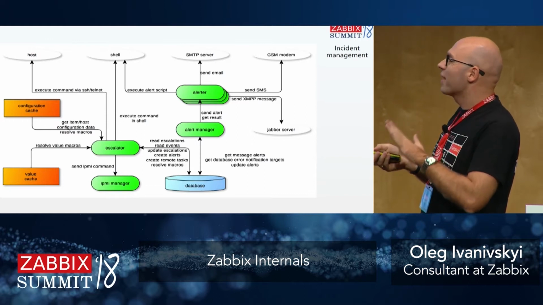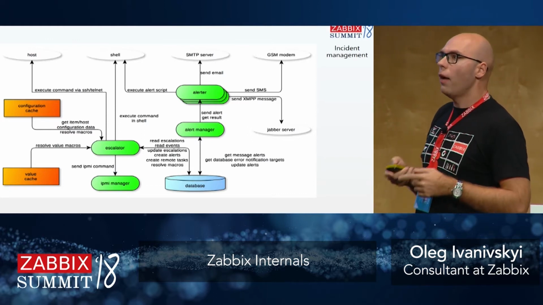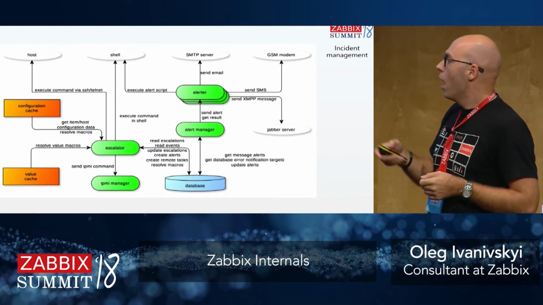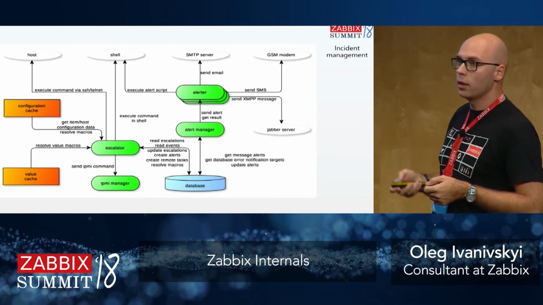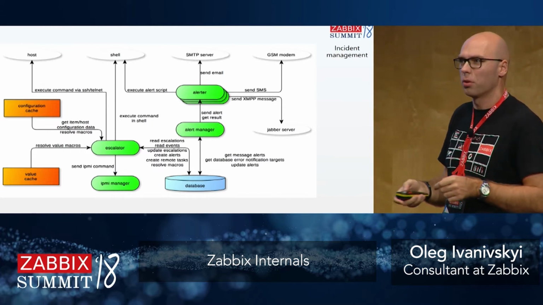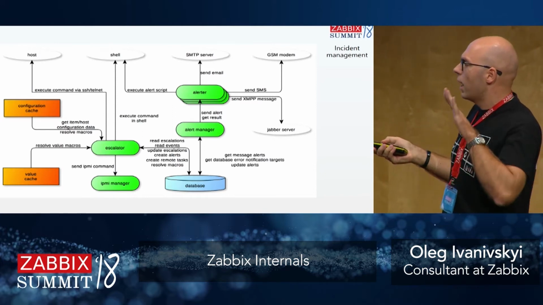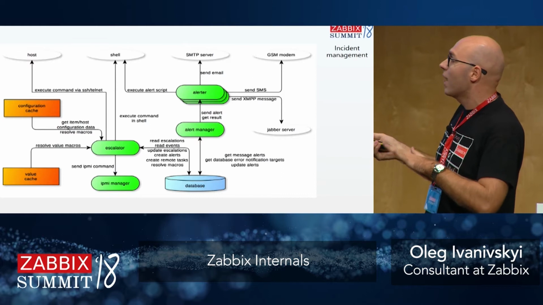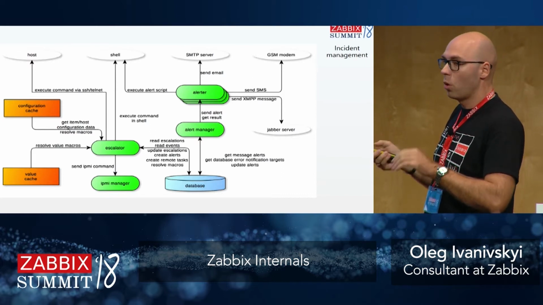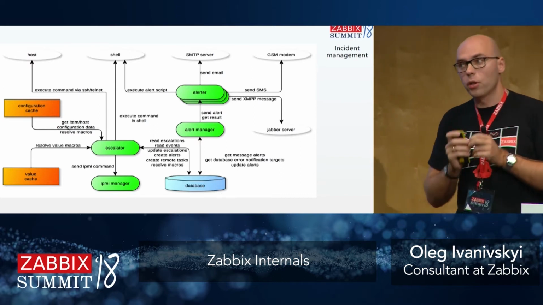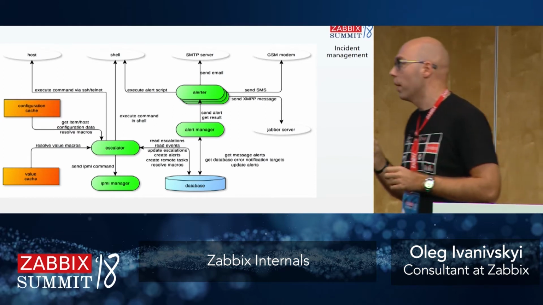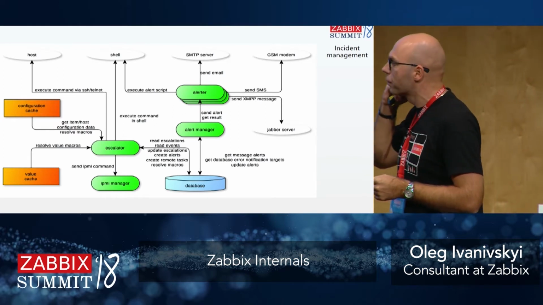If I have some, let's say, remote command, I would like to fix an issue automatically. If there is an issue, connect via SSH and run some command, like restart Apache, or via IPMI, do something. So if it's an IPMI command, SSH, et cetera, Zabbix will use escalators. So these processes will manage such commands. Again, it depends on the command type and architecture as well.